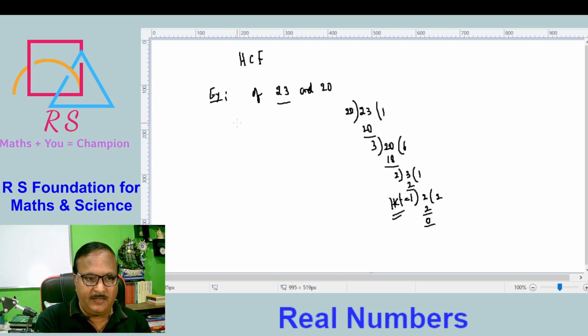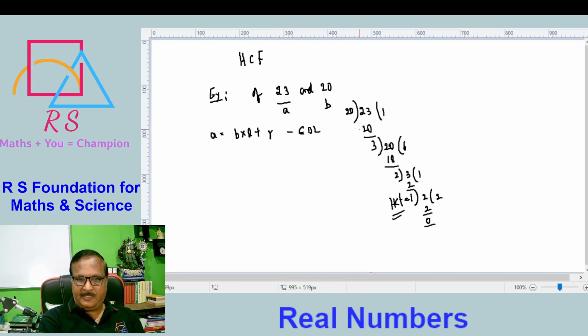Now when Euclid division lemma comes, if A and B are two numbers, say this is A and this is B, then A is equal to divisor B into Q plus remainder R. This is Euclid's division lemma rule.